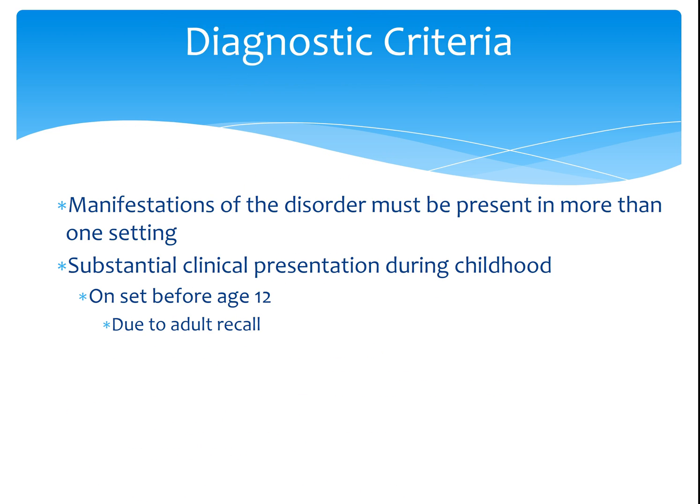And now into the specific diagnostic criteria. The manifestations of the disorder must be present in more than one setting. So it must occur at home and at school. It can't just occur at one or the other. There must be substantial clinical presentation during childhood. And they set the onset at age 12, and that's mostly due to adult recall, because when a person is not diagnosed as a child and they are an adult suffering with issues and they're trying to go back and diagnose them with ADHD, the recall is sometimes difficult to determine the exact age, so they did set that onset at age 12.